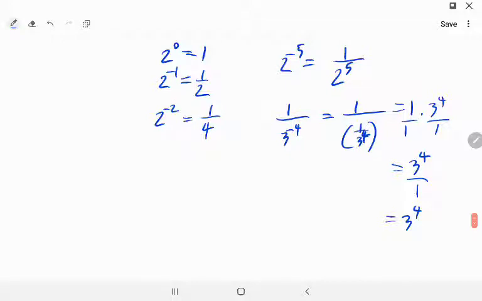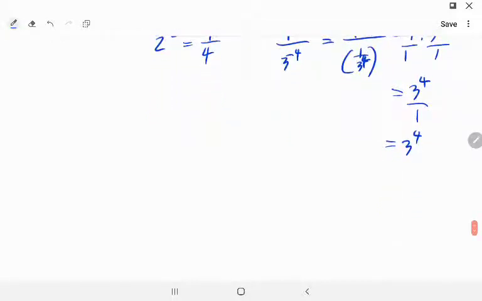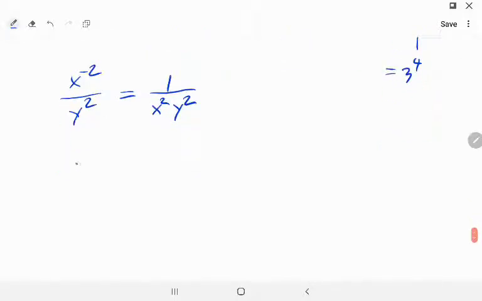So in practice, what we end up noticing is that if we saw x to the negative 2 divided by y squared, we could write that as 1 divided by x squared y squared. If we saw x squared y divided by z to the negative 3, we could write that as x squared y z to the third. So anywhere we see a negative exponent, we can just move it to the other side of the division bar.